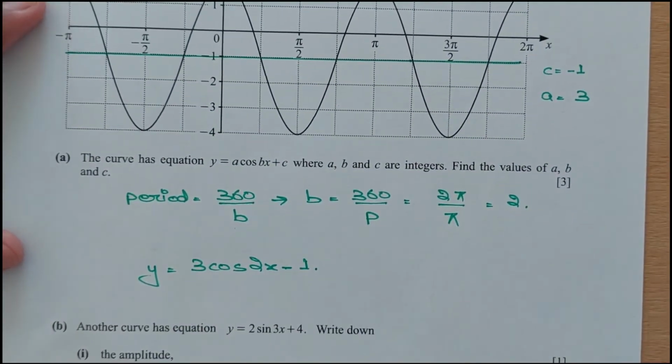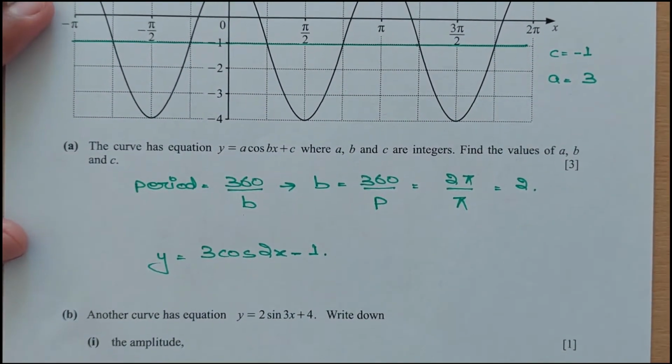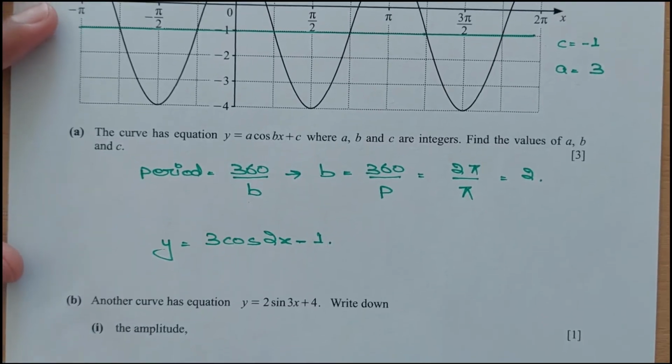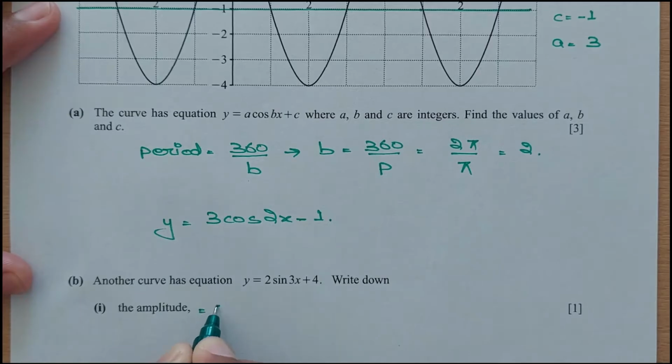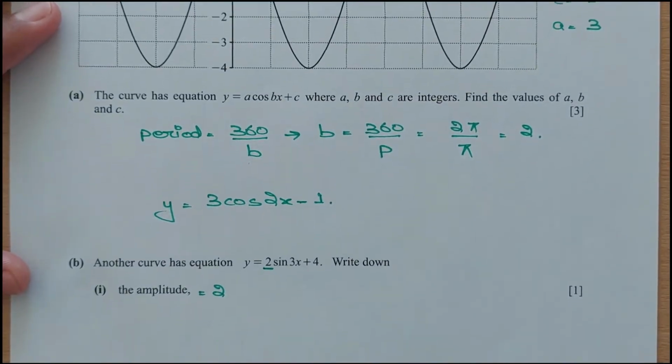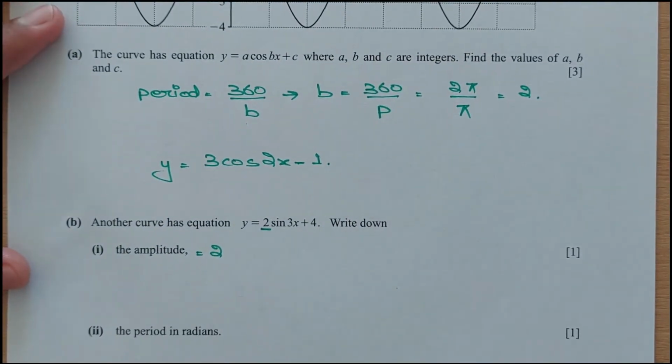Now for the b part, another curve has an equation y equals 2 sin 3x plus 4. Write down the amplitude. Amplitude is the absolute value of a. So here the amplitude is 2. And for the second part, the period in radians.